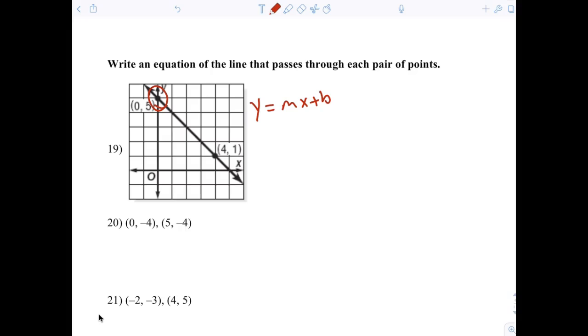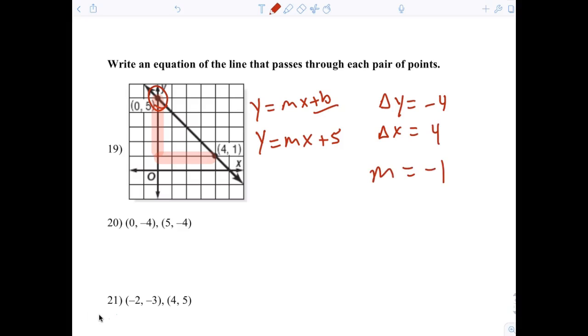Well, this is the what? So it's easier to use this form. Right? So right off the bat, you should be able to say y equals mx plus 5. Agreed? Now let's figure out what the slope is. So I went from here to here. What did I do? You went down 4, and over how many? Over 4. Right. So my slope is negative 1. The slope is -1.